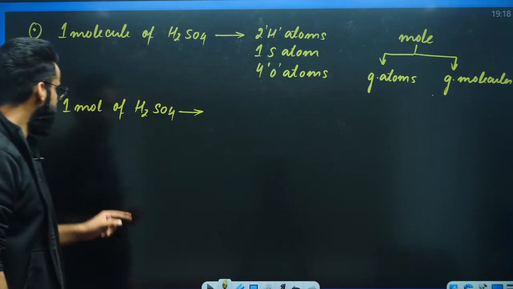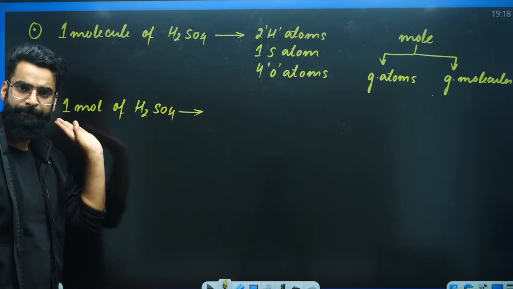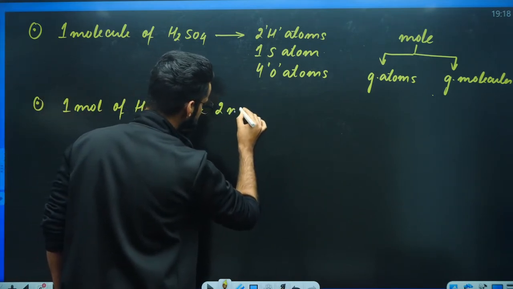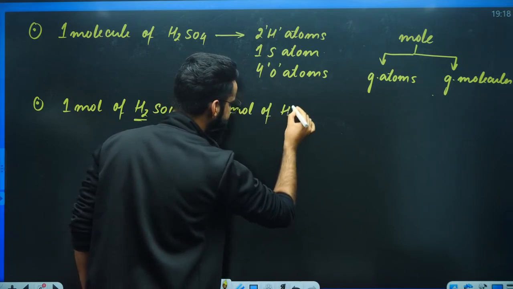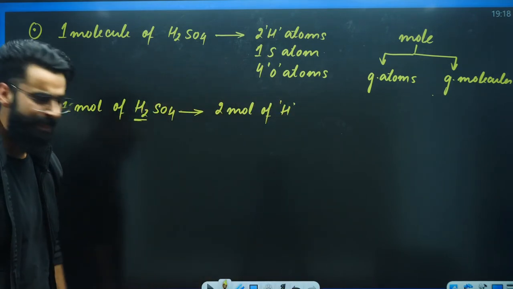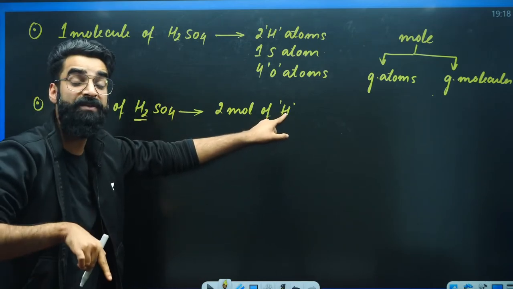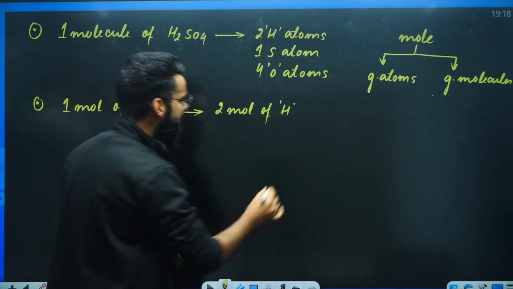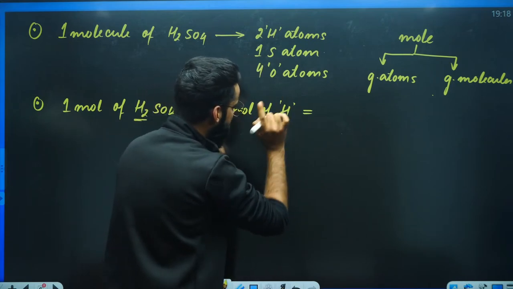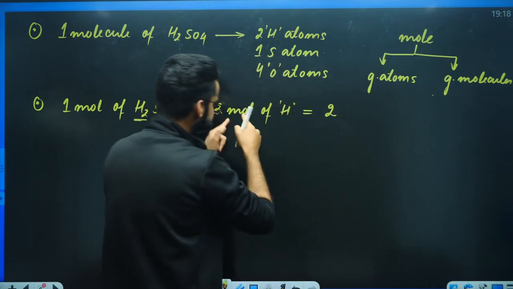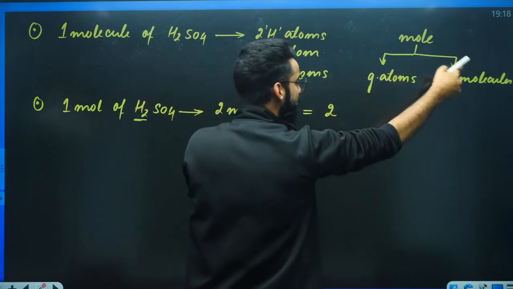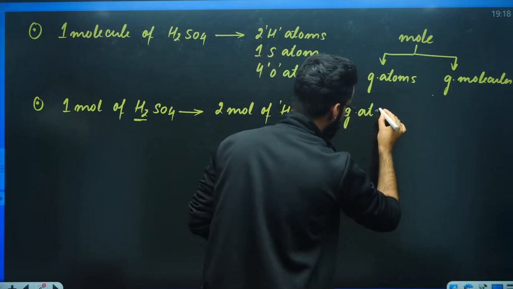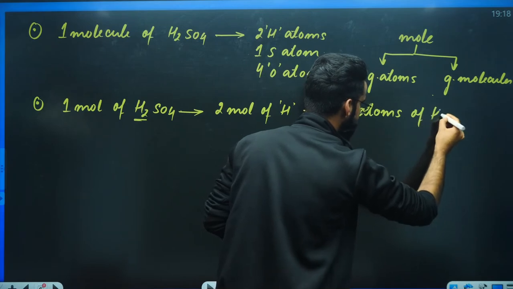For example, have a look. If I write 1 mole of H2SO4, can I first of all say 1 mole of H2SO4 contains 2 moles of H? Yes, it contains 2 moles of H. Did I take hydrogen over here in atomic form or molecular form? I took hydrogen here in atomic form. So I can write it like this as well. Instead of 2 moles of H, I can write 2. Instead of moles, I can write gram atoms or gram molecules, since I have taken hydrogen in atomic form. So I'll be writing gram atoms. 2 gram atoms of hydrogen.